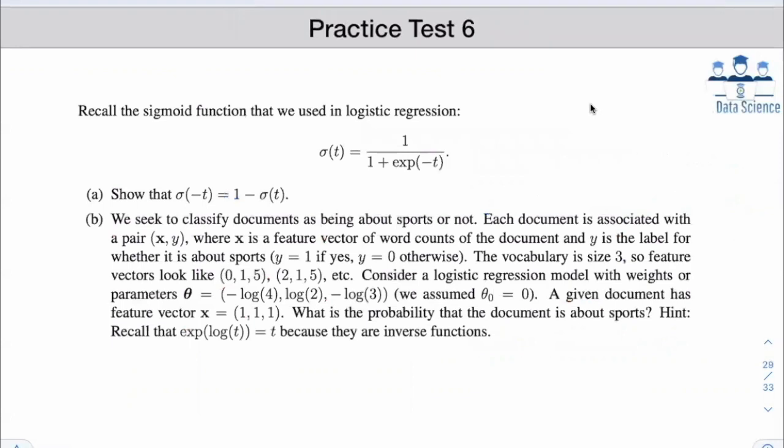Now let's look at another practice test. Here we have this logistic function that we use in logistic regression, 1 over 1 plus exponential of -t. This is another way of using the exponential function. Instead of using e to the -t, we can write it in this form. The first part is easy. You just want to show that if you pass in -t instead of t, that would be the form of this function. That's like a calculus type problem that you can work on.